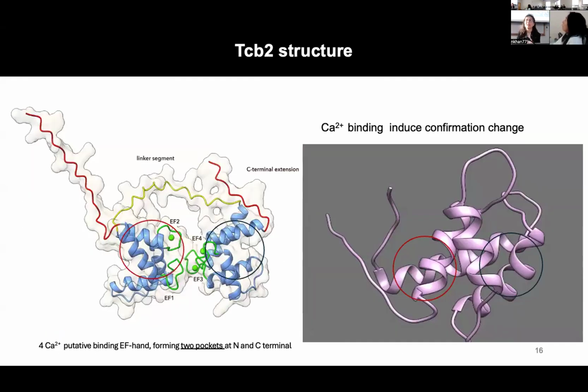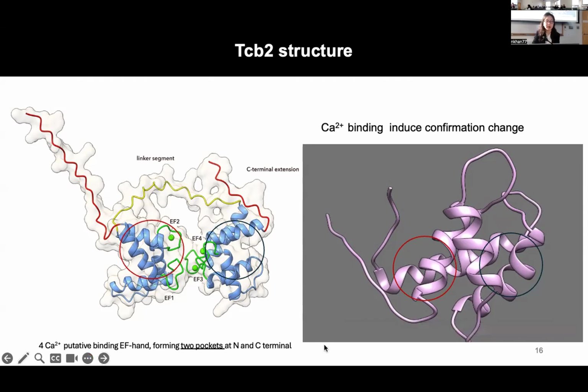So what is TCB2? I want to give a simple introduction to the molecular structure here. The TCB2 is a protein of 25 kilodaltons, the same size as green fluorescent protein. It's pretty small. You can see that at the C terminal and the N terminal, they have 4 EF hands, forming two pockets at the C and N terminals.